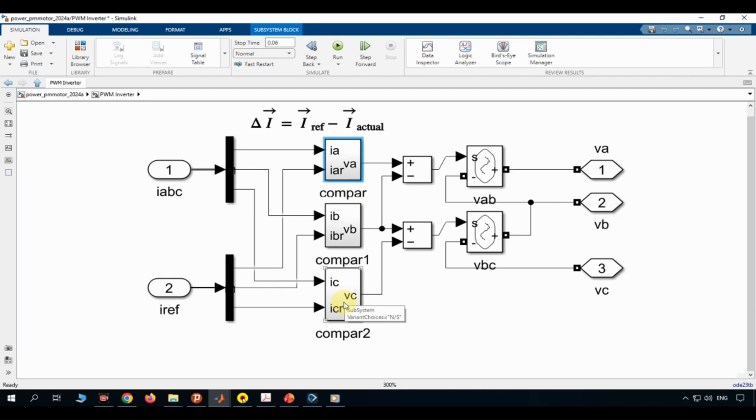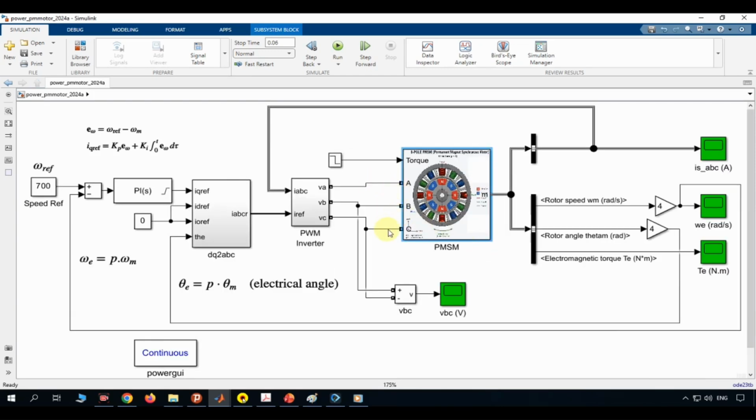The trade-off is that the switching frequency isn't fixed. It varies with the load and operating point, which can make electromagnetic interference harder to filter. The outputs of the three comparators are the phase voltages, VA, VB, and VC, which are wired directly to the motor terminals.